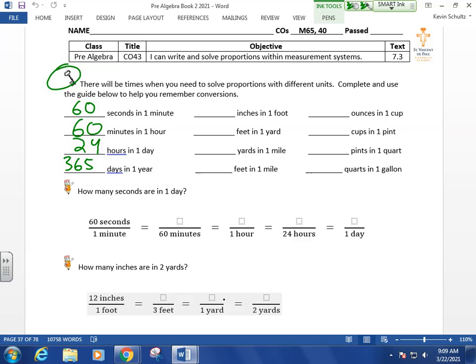365. Technically 365.25. That's why we have an extra day every 4 years, leap year, but we're not going to get quite that specific. Okay. How many inches in a foot? 12 inches in 1 foot. Feet in a yard. 3 feet in a yard.